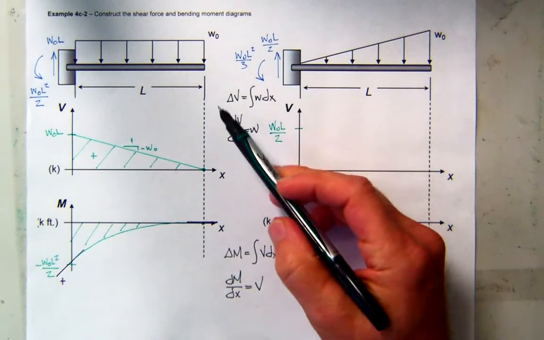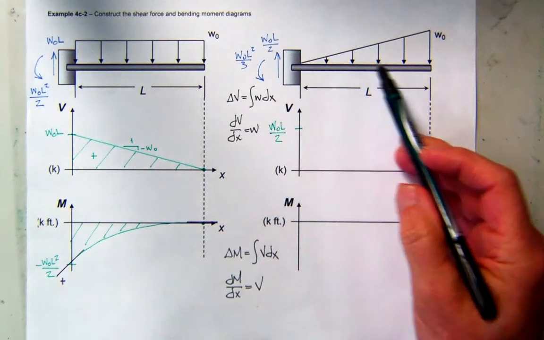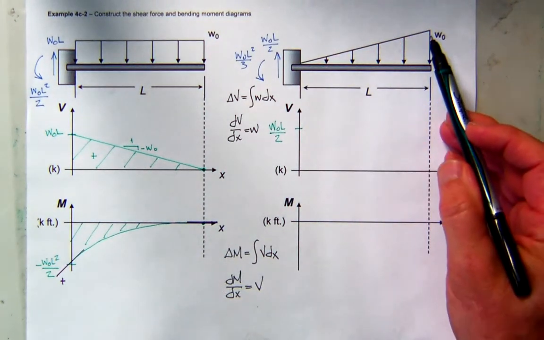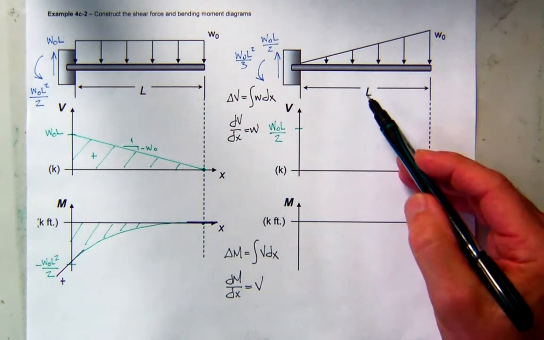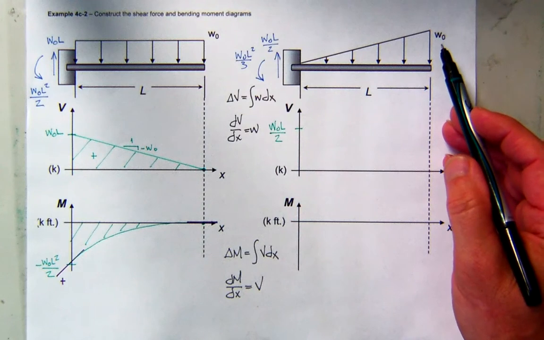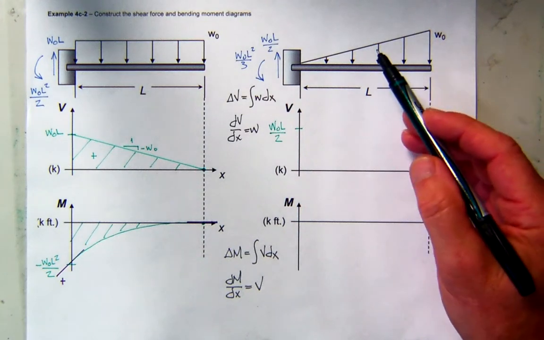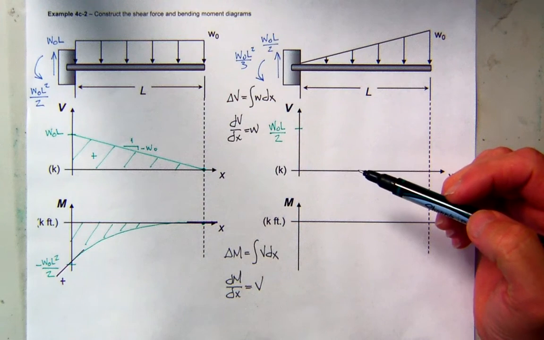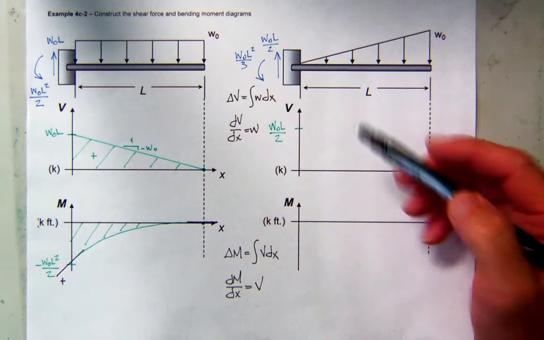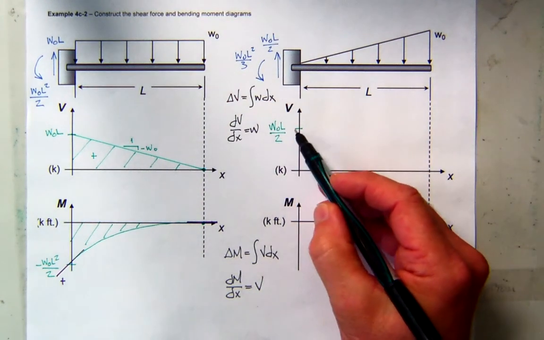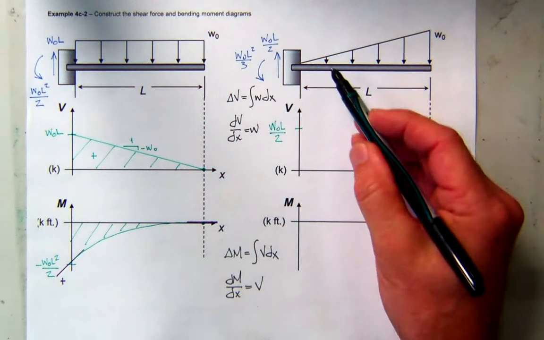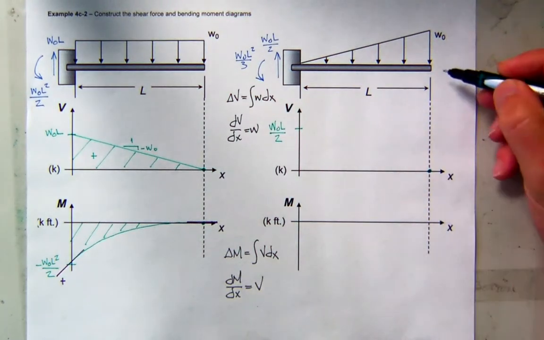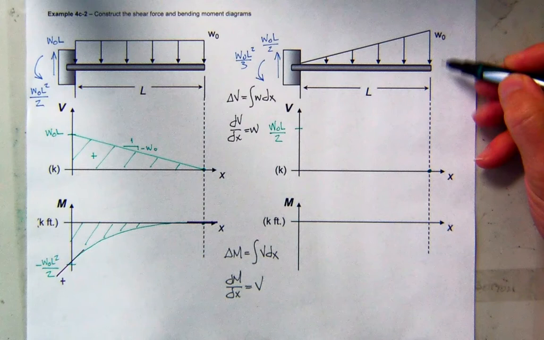Now we know that the change in shear is the area of the load curve. So what's the change in shear over the whole length? What's just the area of this triangle? One half base L times height w naught. And that force is negative or positive? It's down, so it's negative. So if you start at w naught L over 2 positive and then you subtract this change, you get 0. Does it make sense that there'd be zero shear at this free end? Yes.